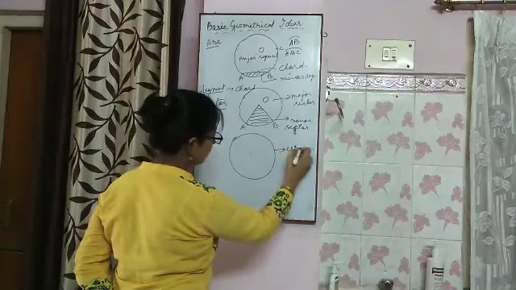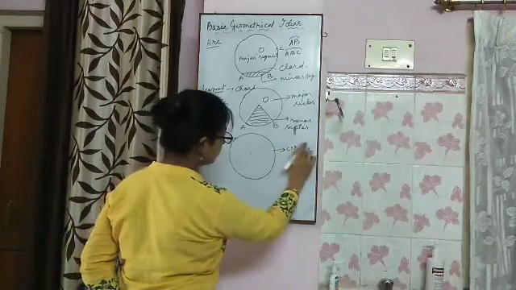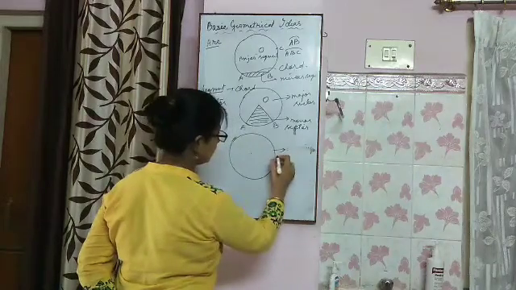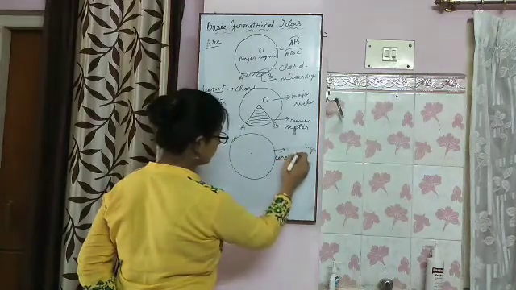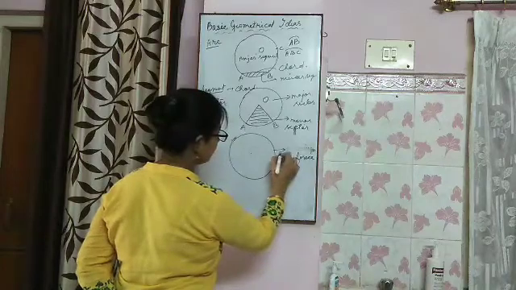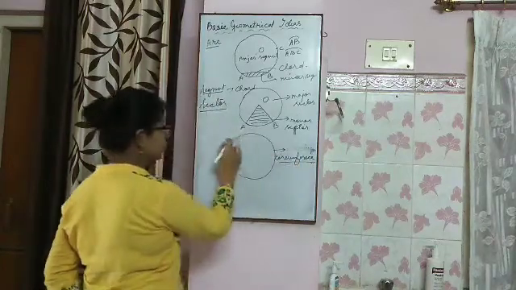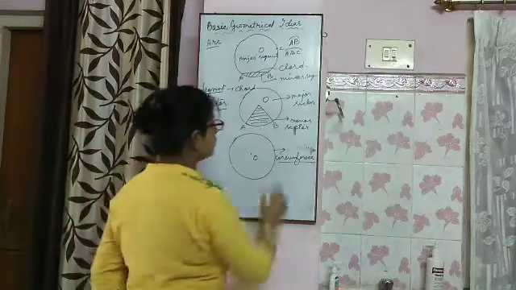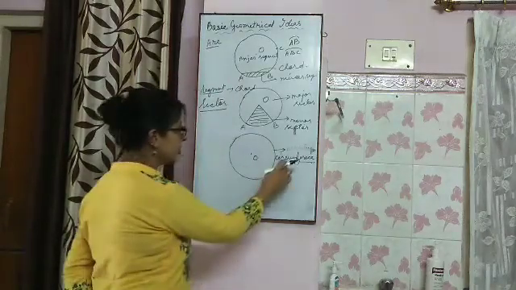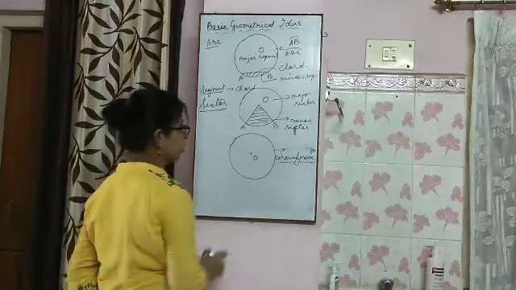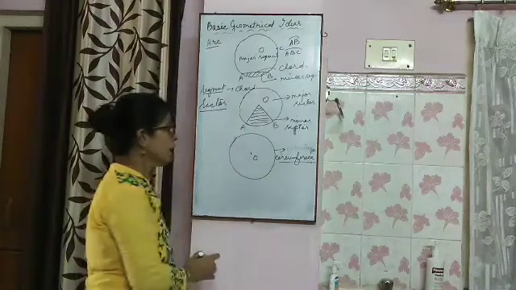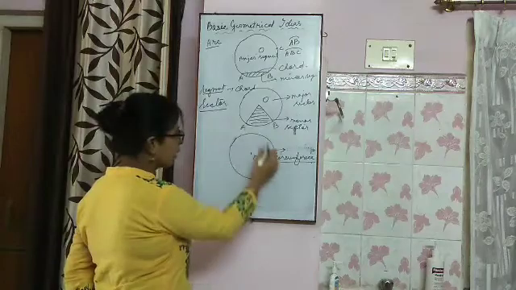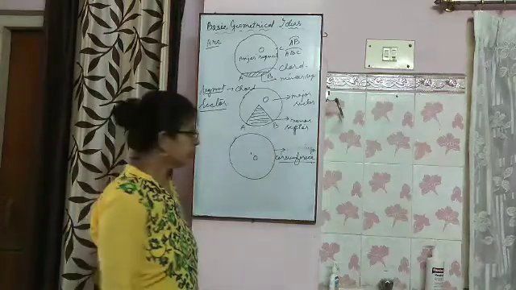This was named as circumference. Circumference means it is the boundary of the circle. So the perimeter of the circle is called circumference. The center, it is the center, and anywhere else we can draw many chords.